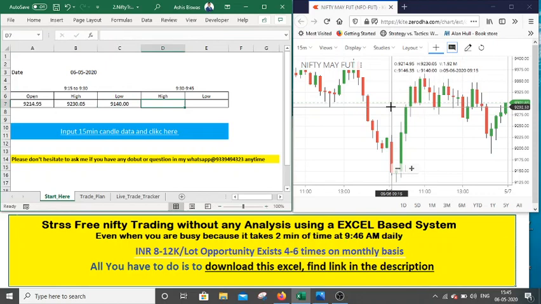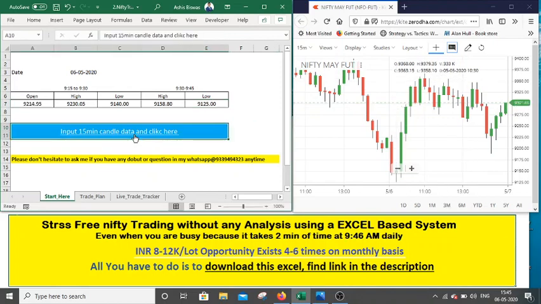and then the high and low of the second candle. Remember, for the second candle we have to enter the high and low only, and for the first candle we have to enter open, high, low. That's it. The high of the second candle was 9158 and the low was 9125. I entered all this required data.